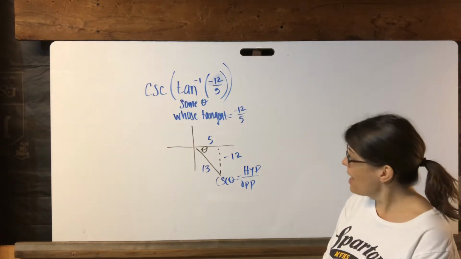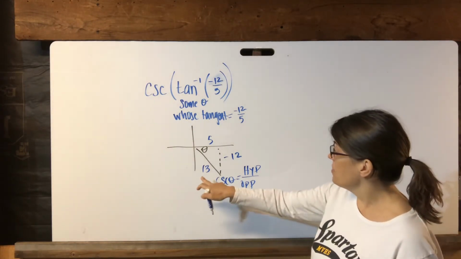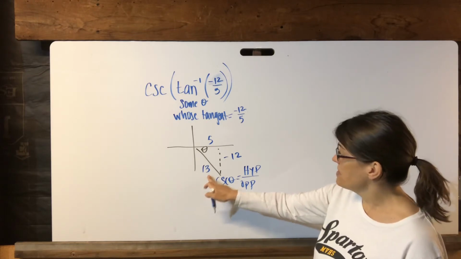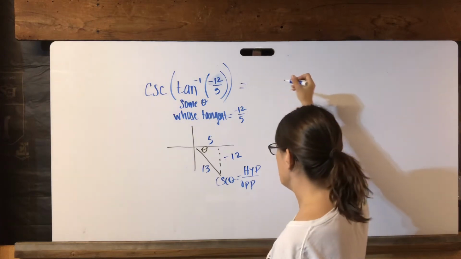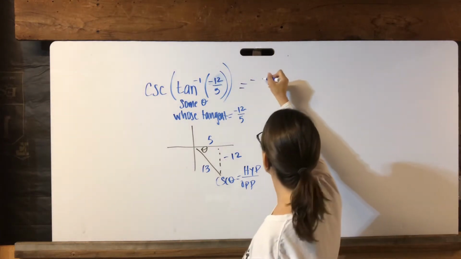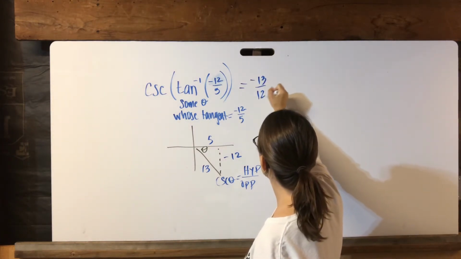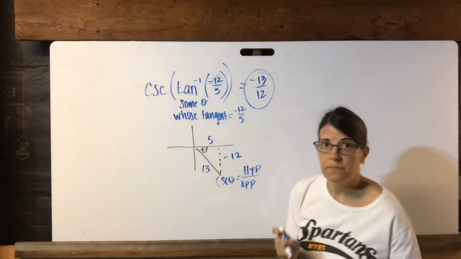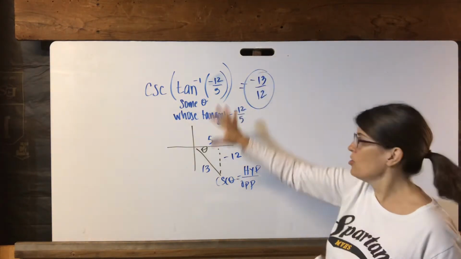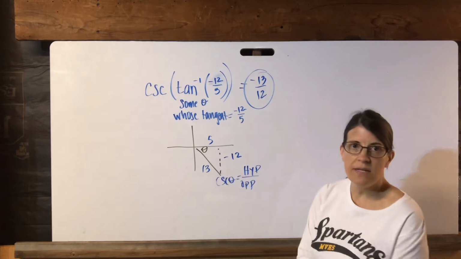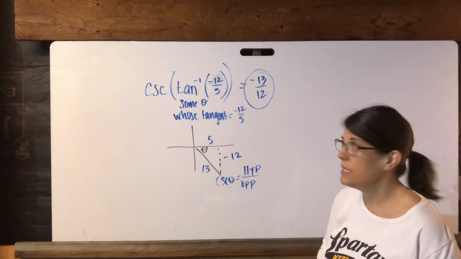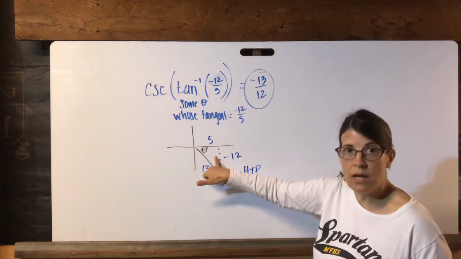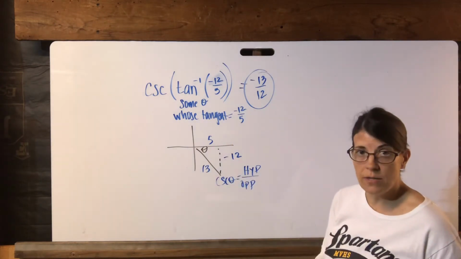So the hypotenuse is 13. The opposite is negative 12. So the answer to this question is negative 13/12. Nowhere along the line did I find theta. There's no pi's here, there's no degrees, whatever. It's not necessary. What's necessary is where does the triangle get drawn.